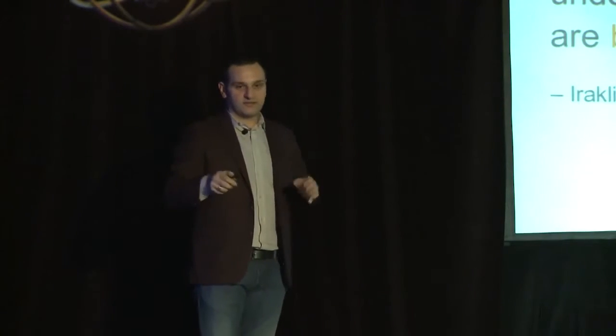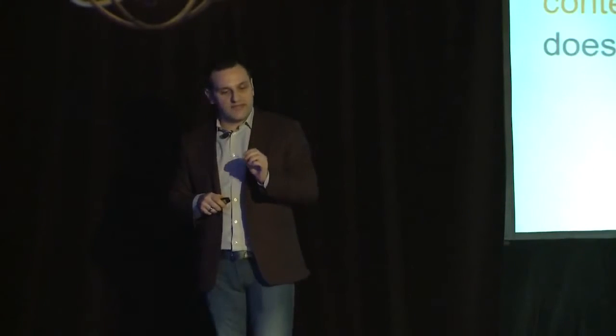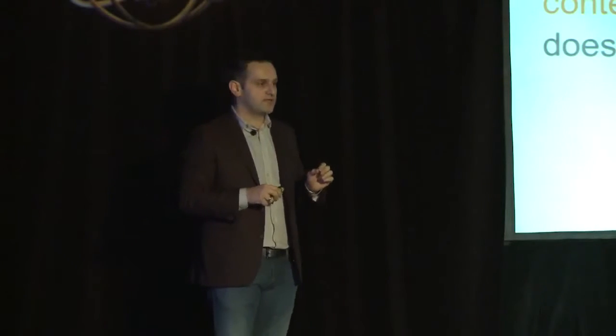And so that you don't blame me that it's just me, right, trying to tag along famous people, there's somebody much more famous than me. It's Sam Newman, the guy who wrote the book about microservices. And watch what he's saying. I didn't copy him. My talk was before his book was published, so no plagiarism here. He said, I have seen too often that thinking about data leads to anemic, CRUD-based services, and that's bad. So ask first, what does this context do? And then, what data does it need to do that? So basically what he's saying in that part of the book is, think about the capabilities that you are providing.